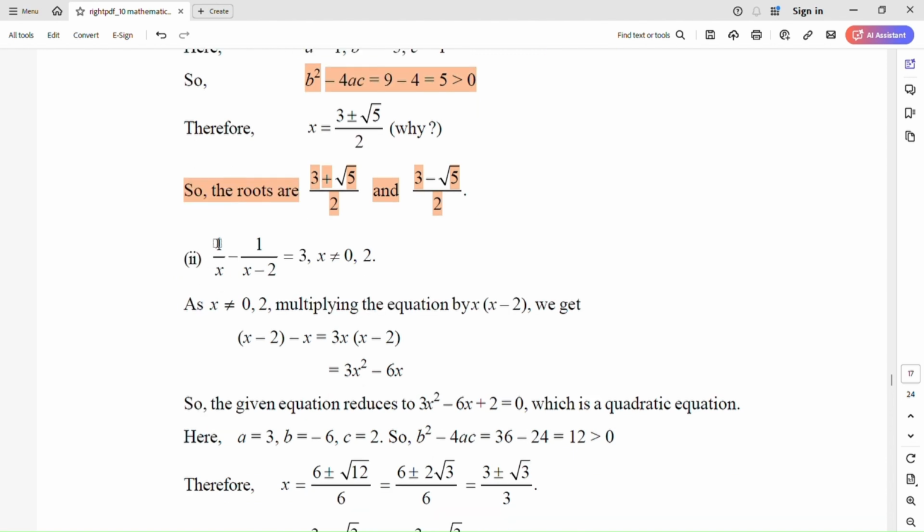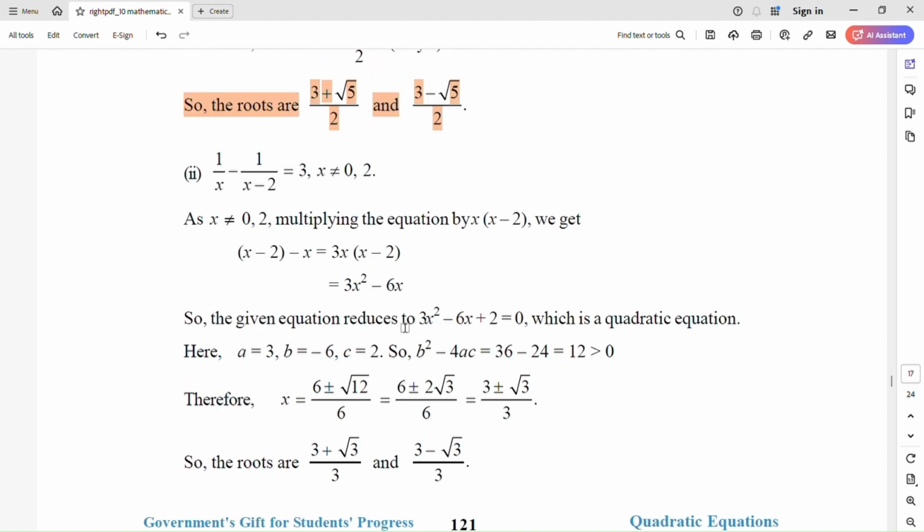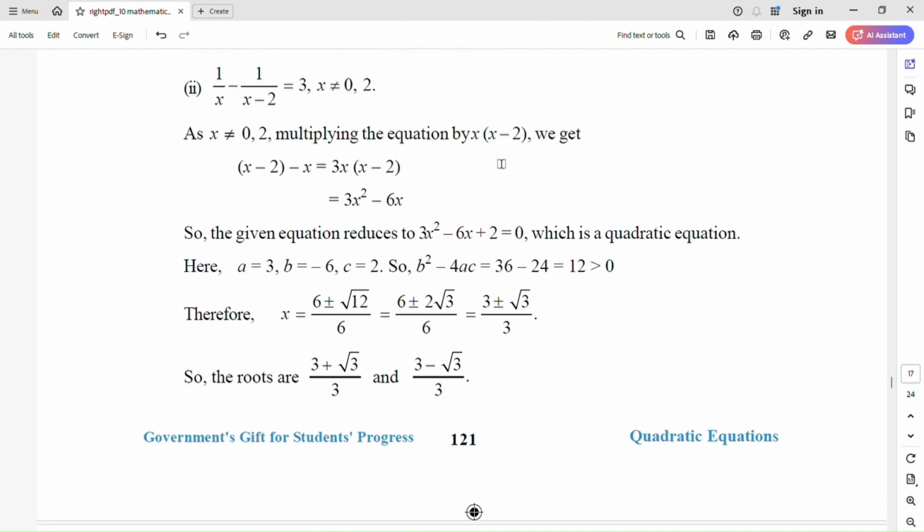Second problem is 1 by x minus 1 by x minus 2 equal to 3. x is not equal to 0, 2. If x is any of these values, you will get 1 by 0, which is undefined. So you take the LCM, or multiply with x into x minus 2 on both sides.